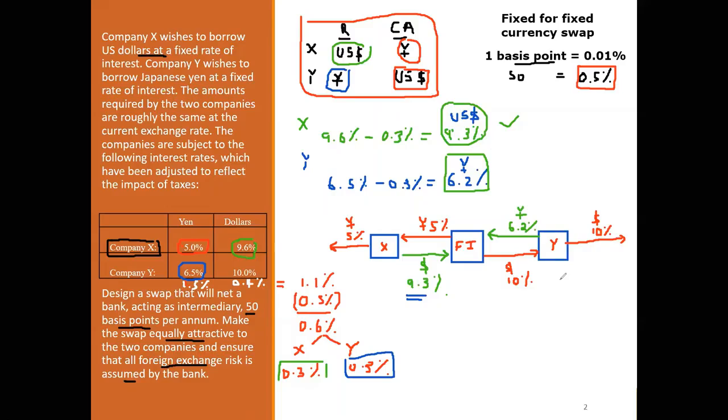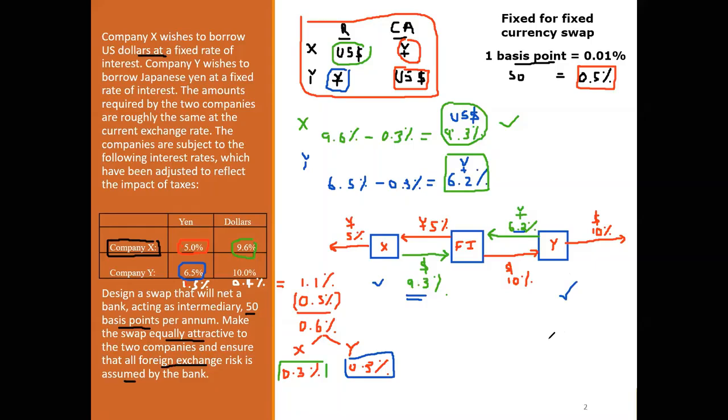So in fact, the ultimate cost for Y is now only 6.2% on the yen value, because this 10% Y is paying is received by Y from the financial intermediary. So the final cost to Y is only this 6.2% on the yen value. So we have adjusted the cost for X, we have adjusted the cost for Y.